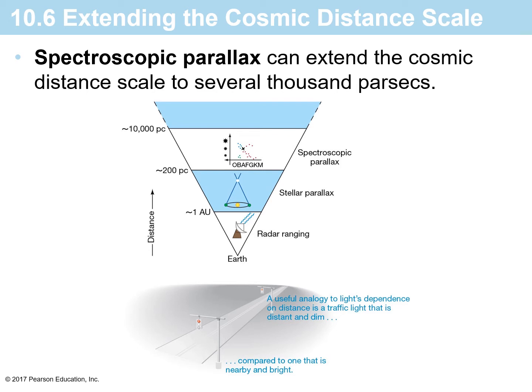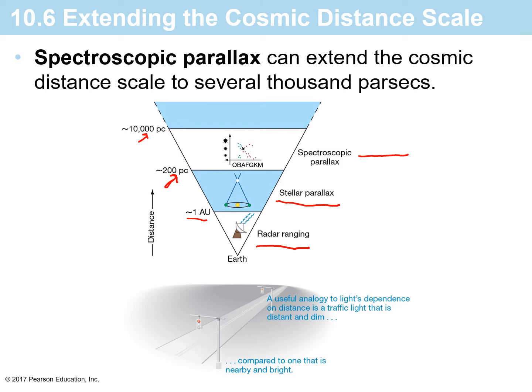So here at Earth, we have radar imaging that we can use. Okay, so we use radar imaging to find things that are close to Earth and measure distances. So we did radar imaging to find out the distance to Venus, which allowed us to calculate the rest of the distances within the solar system. Then we use stellar parallax to go out to about 200 parsecs, and then we use spectroscopic parallax to go out to about 10,000 parsecs.